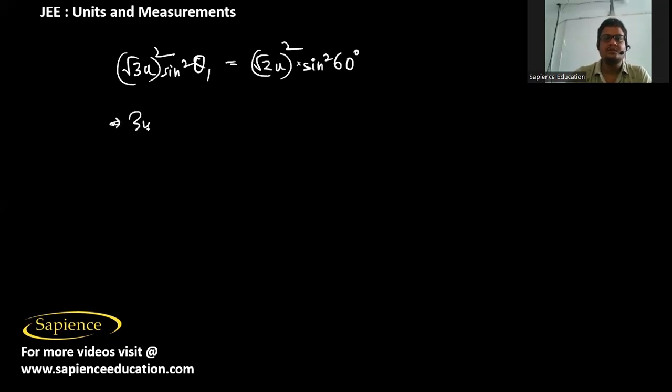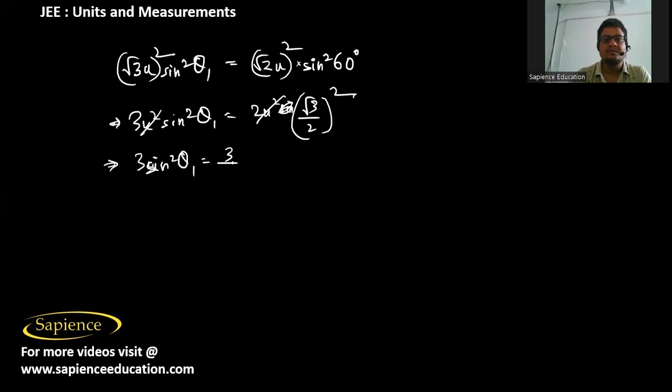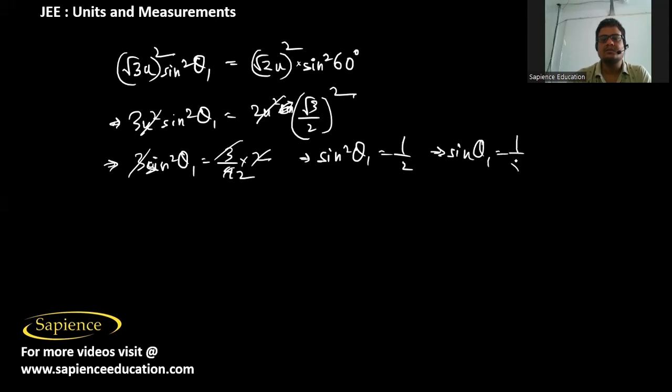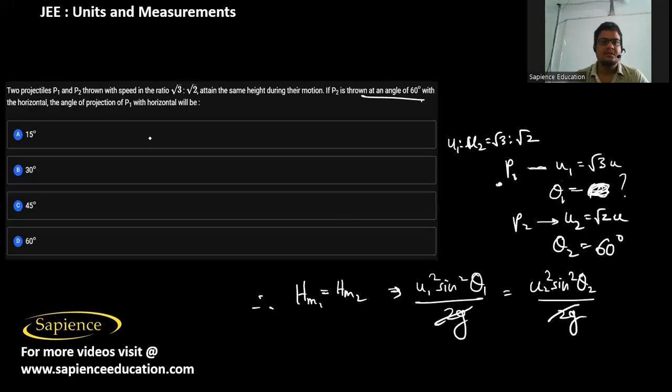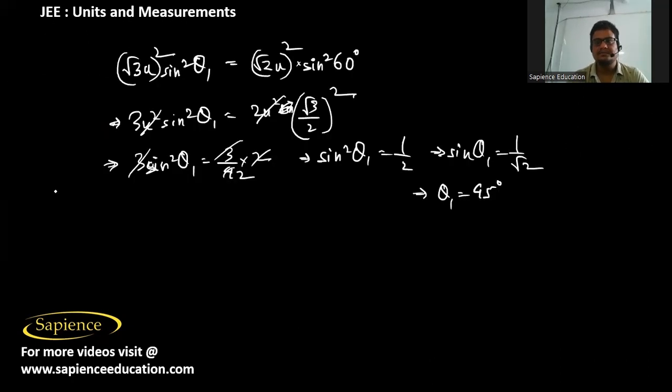Then this will be 3u square sine square θ1 equal to 2u square sine square 60 degree. So sine 60 is √3 by 2, whole square. So u square will cancel. So this will be 3 sine square θ1 equal to 3 by 4 into 2. Okay, 3 and 3 also will cancel. So sine square θ1 equal to 1 by 2. So sine θ1 equal to 1 by √2. Therefore, θ1 should be equal to 45 degree. So the angle of projection of P1 with the horizontal is 45 degrees. So option C is the correct answer.